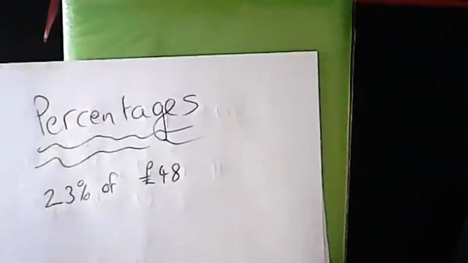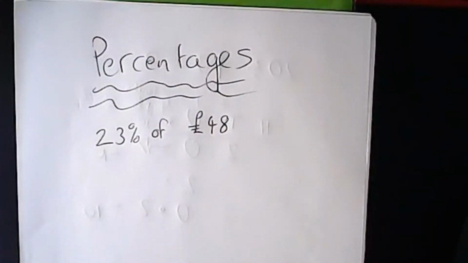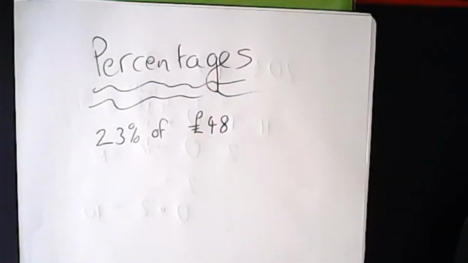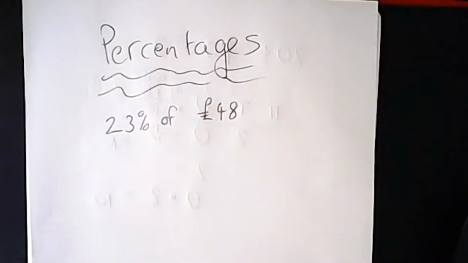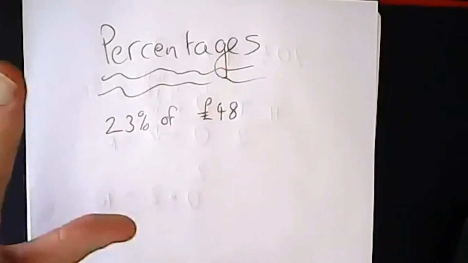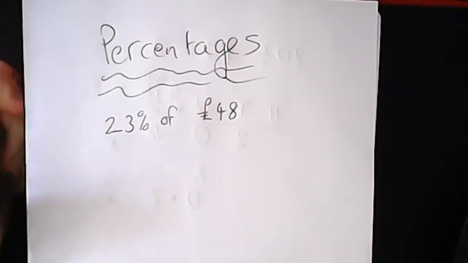Okay, so to finish off, let's go back to this question. Okay, so back to this question, 23% of 48. So if I had that in a GCSE non-calculator question, the first thing I do is not panic and think, right, I need some facts. I can't do this in one go, I need some facts.